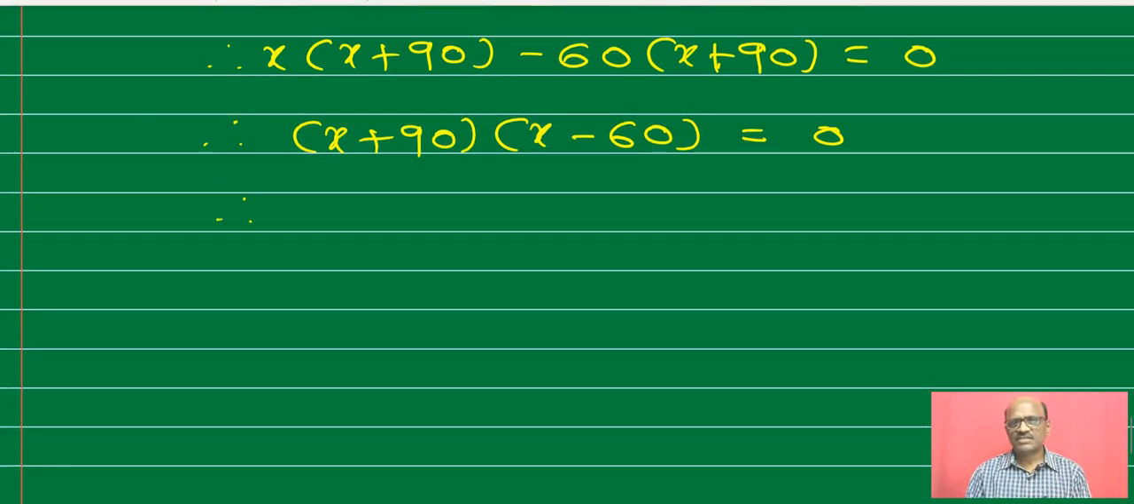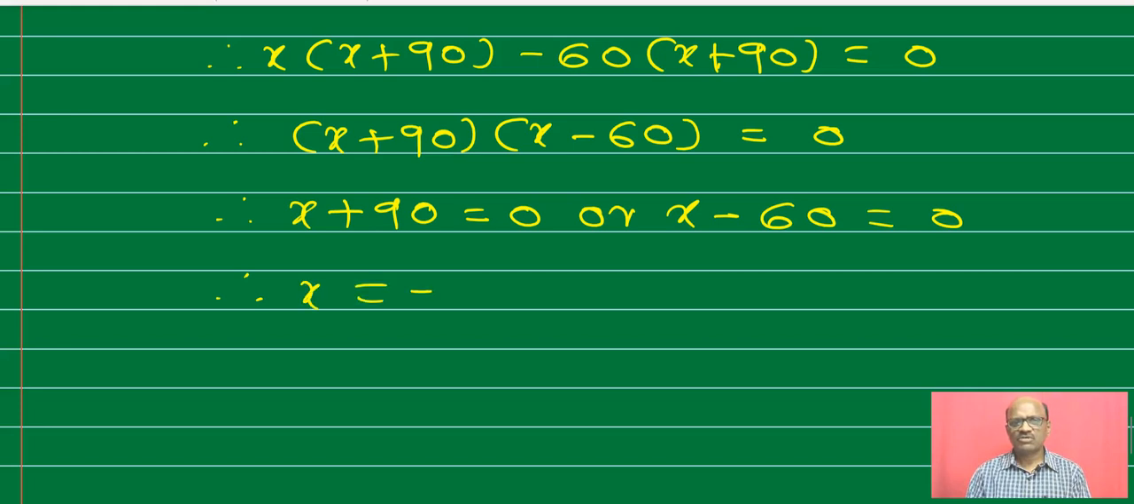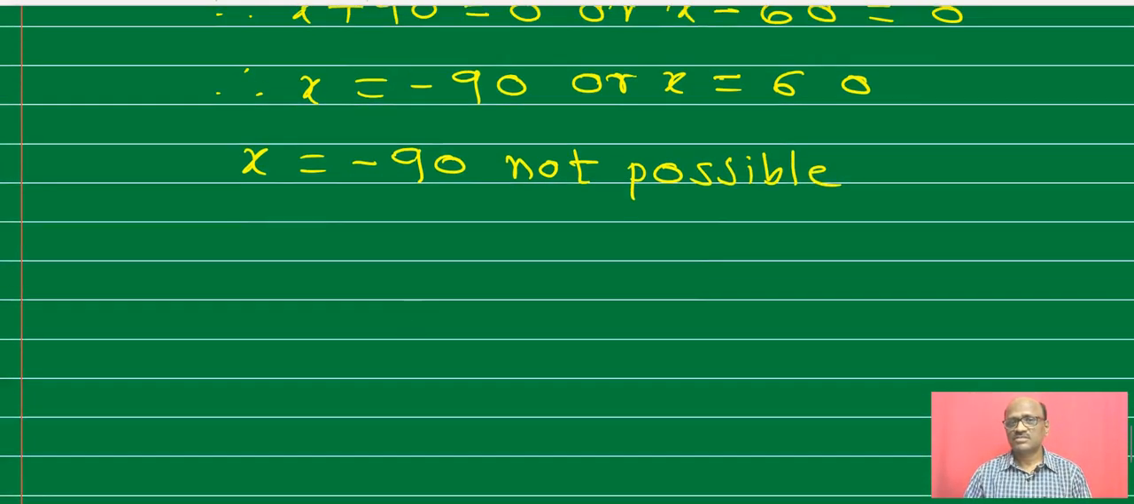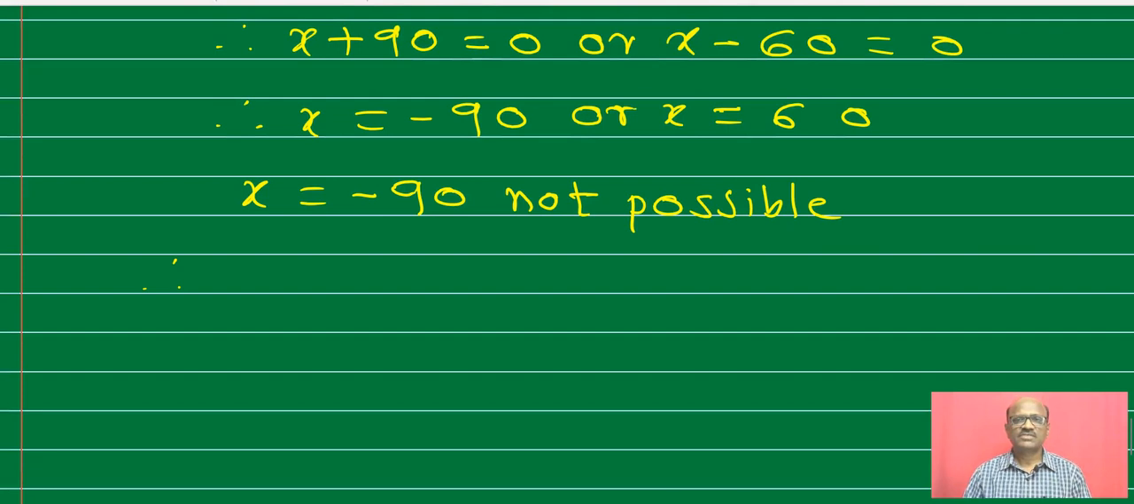Therefore these are the factors: x plus 90, x minus 60 equals to 0. Therefore x plus 90 equals to 0 or x minus 60 equals to 0. Therefore x is equals to minus 90 or x is equals to 60, but x equals to minus 90 is not possible. That is the number of the student is positive number. Therefore x is equals to 60. This is the number of the student in the class.